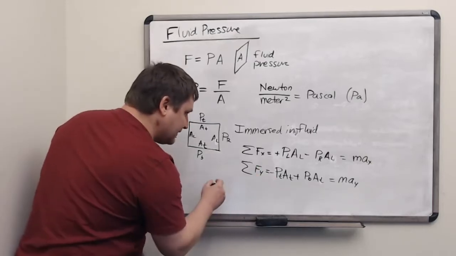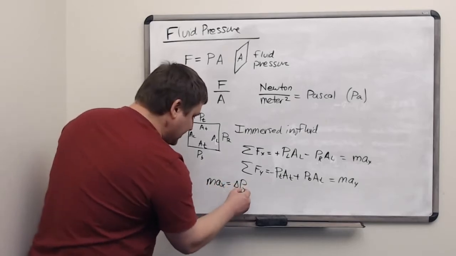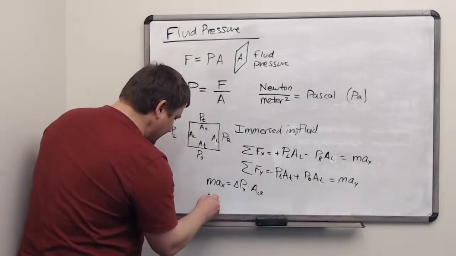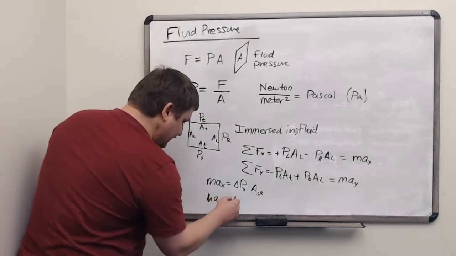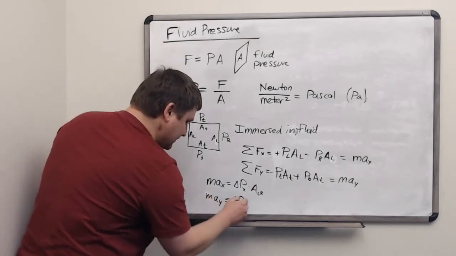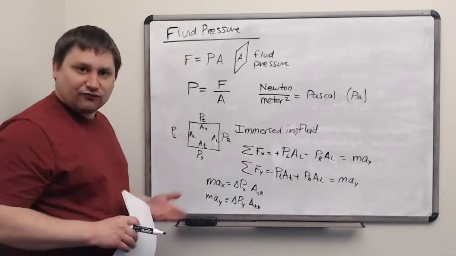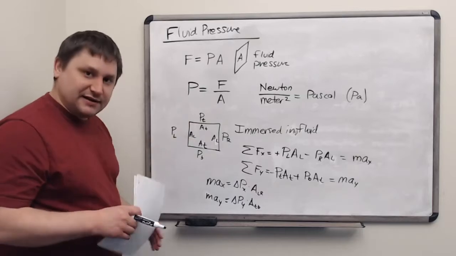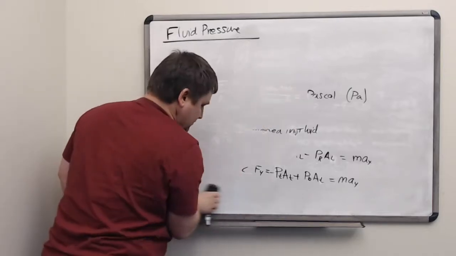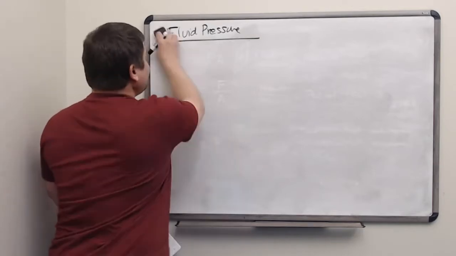And one way to write these equations out then is something like m a_x equals the difference in pressure in the x direction times the area of the left or right sides. And the acceleration in the y direction is proportional to the difference in pressure vertically times the area of the top and bottom sides. So this is true for a rectangle immersed in a fluid where the pressure might be different on the four sides. So that's our definition of pressure.